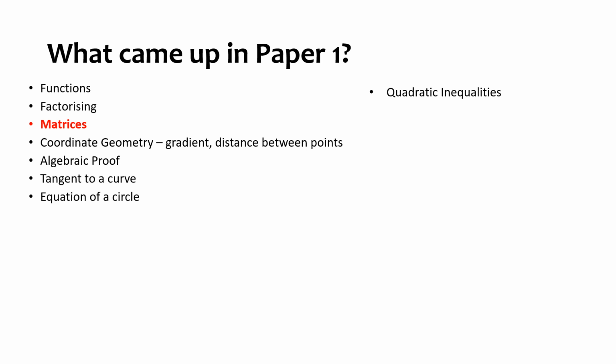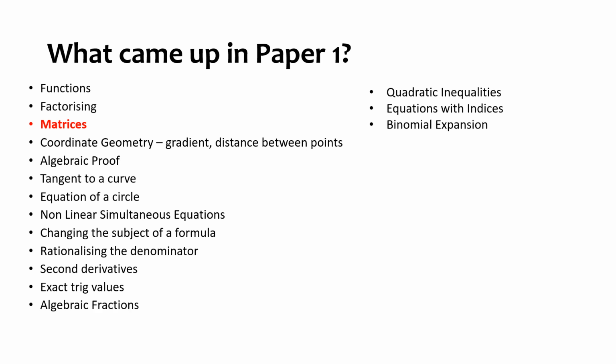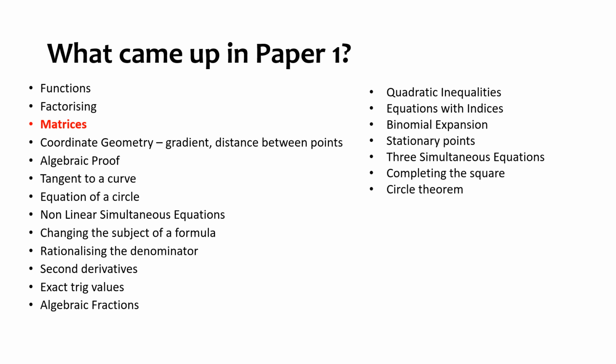algebraic proof, tangent to a curve, equation of a circle, non-linear simultaneous equations, changing the subject of a formula, rationalising the denominator, second derivatives, exact trig values, that came up a couple of times, algebraic fractions, equations with indices, binomial expansion, stationary points, 3 simultaneous equations, completing the square. That final question had a circle theorem in it, it had cosine rule with exact trig values, and sine rule with exact trig values as well. So that's everything that came up in paper 1.